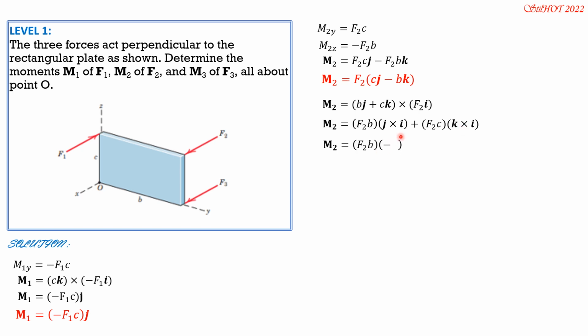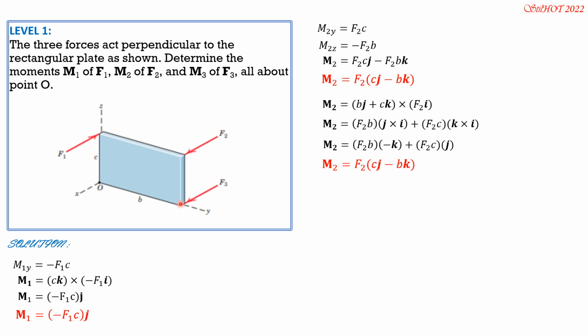So negative k, F2b negative k, then F2c positive j. So therefore, M2 is the same as that in vector form. Then finally, the moment of F3 about O.